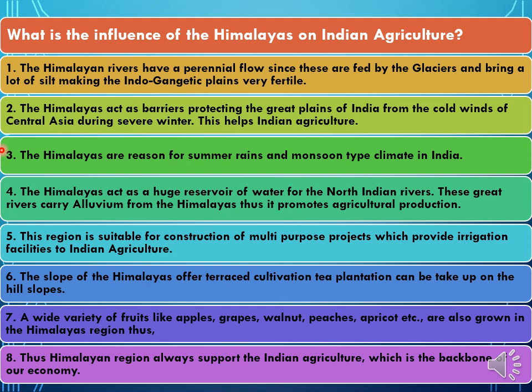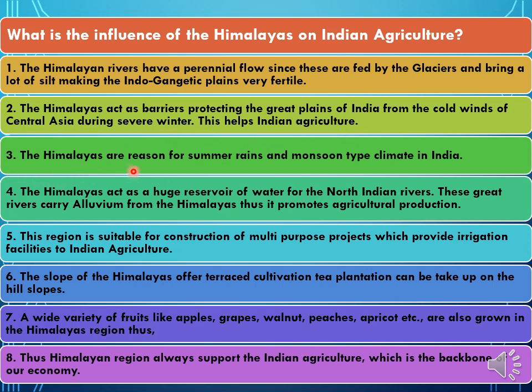Now let us come to an important question from this area, that is, what is the influence of the Himalayas on Indian agriculture? The Himalayas have a very important role in Indian agriculture. The Himalayan rivers have a perennial flow, that means it flows throughout the year, so they are fed by the glaciers and bring a lot of silt, making the Indo-Gangetic plains very fertile. The Himalayas act as a barrier protecting the Great Plains of India from the cold winds of Central Asia during severe winter. This helps Indian agriculture.